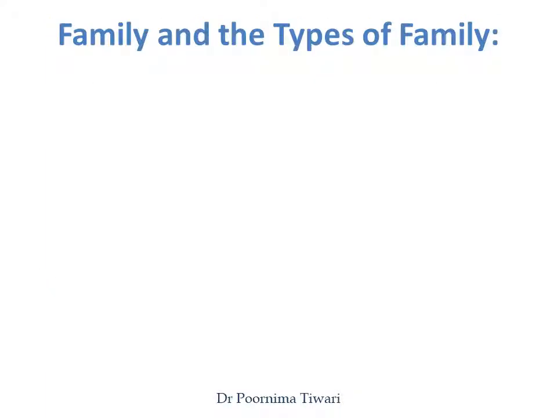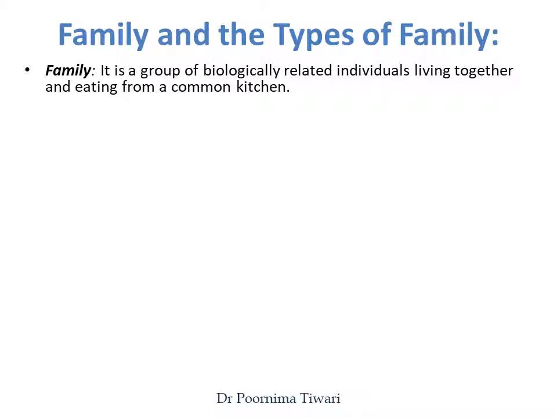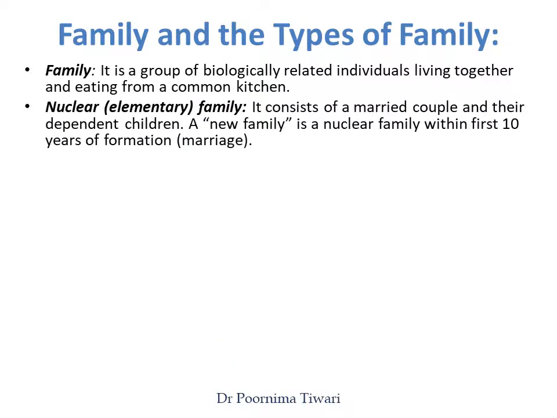Now, the definition of family and what are the types of family. Family is a group of biologically related individuals living together and eating from a common kitchen. What is biologically related? Is it blood relation or related by marriage, and they are eating from a common kitchen. What is a nuclear family? It consists of a married couple and their dependent children only.